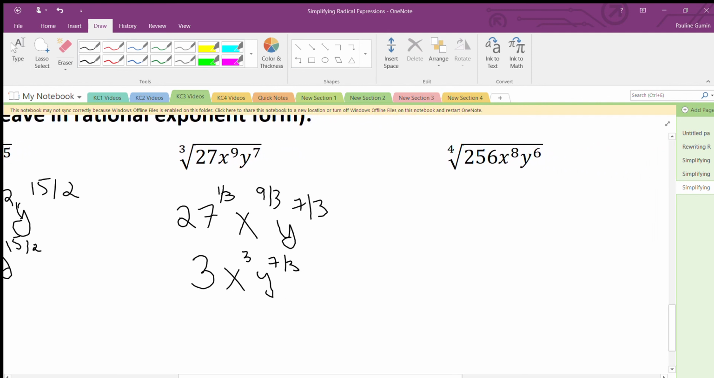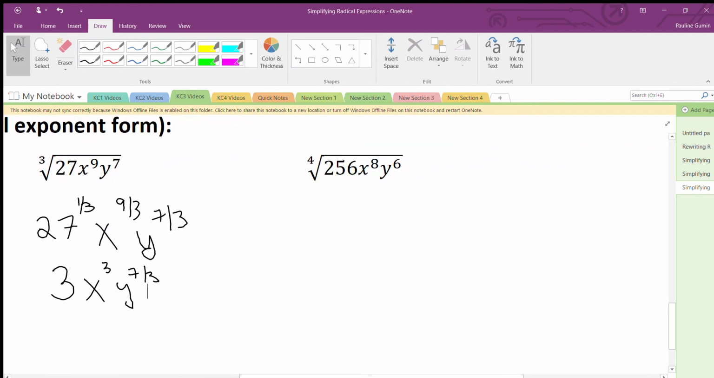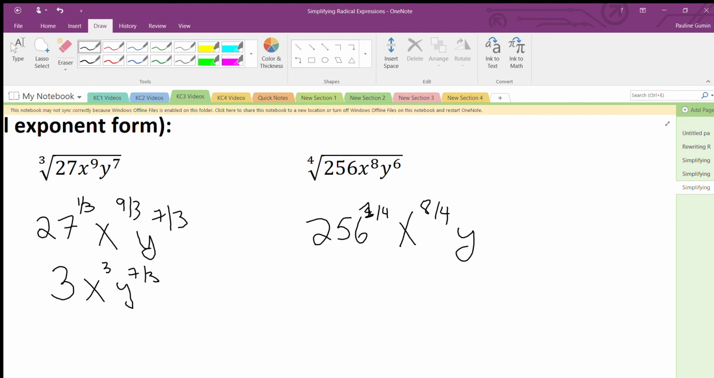And of course, lastly, but not leastly, is the 4th root. Ooh, so we have 256, power of 1 over root 4. That should be a 1. There we go. We have x to the 8th over 4, y to the 6th over 4. All right. The answer to 256 to the power of 1/4 is 4. 8 over 4 is 2. And I can actually just reduce the 6/4 to 3/2, but that's really as far as I can go there.